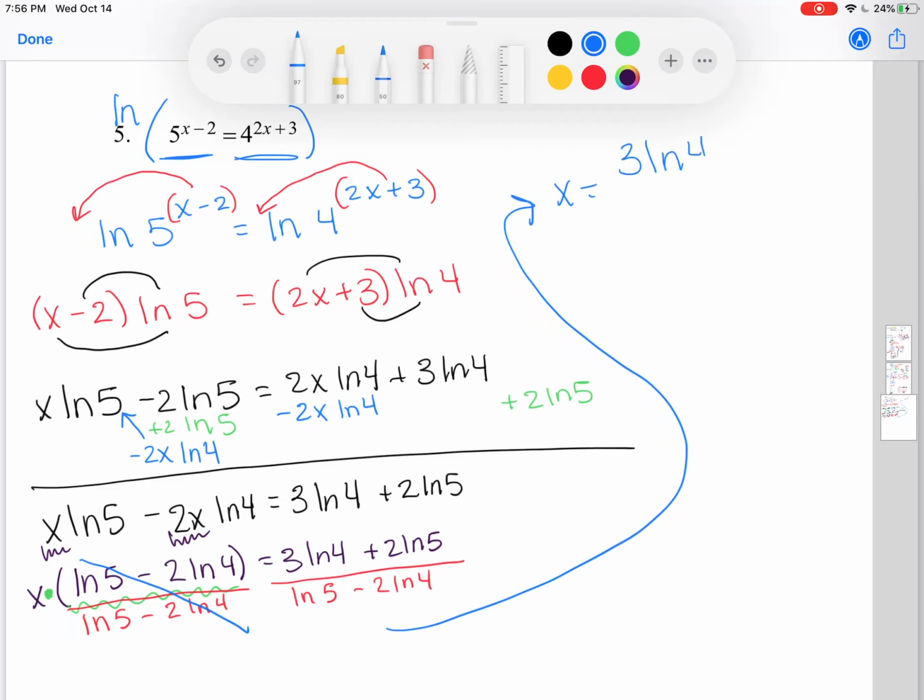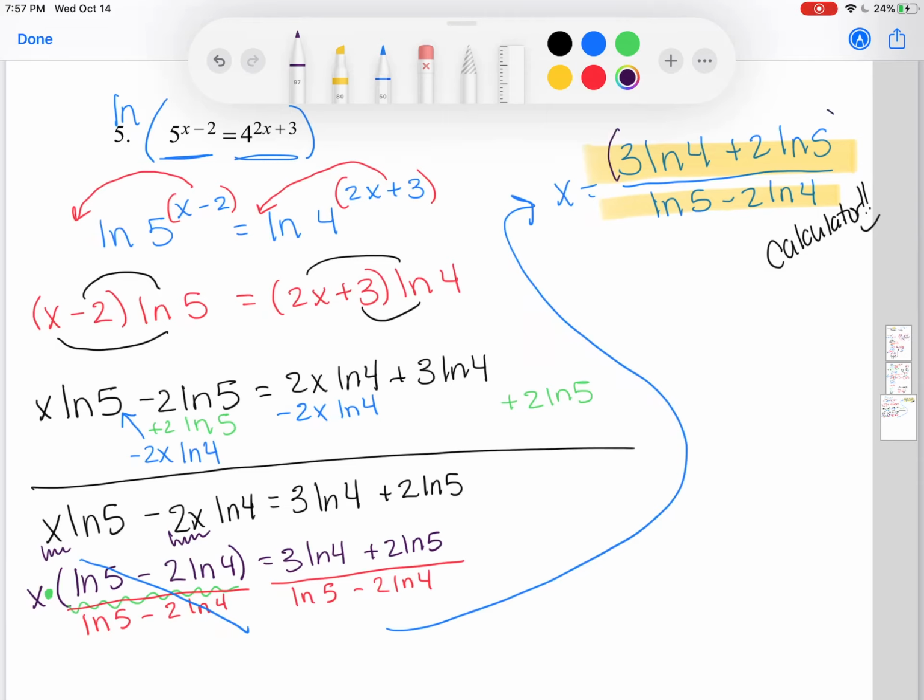Beautiful. Move on up here. These will cancel when I divide, and you're left with just an x equals 3 natural log 4 plus 2 natural log 5 all over natural log 5 minus 2 natural log 4. Okay, again, not the prettiest thing, but guess what? This entire thing can get plugged into the calculator. So when you get to this step, you're going to go to the calculator.